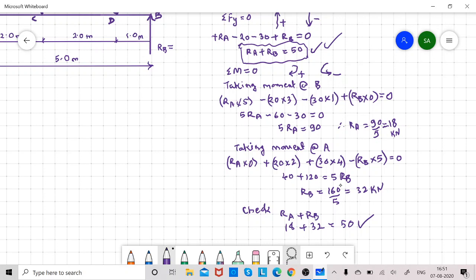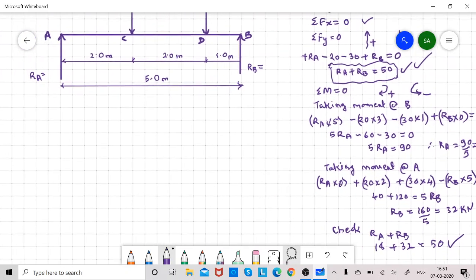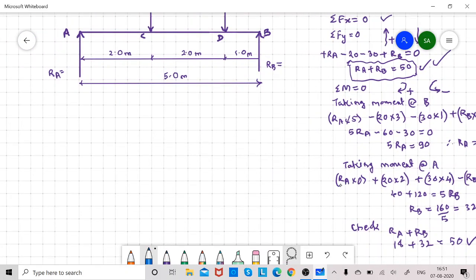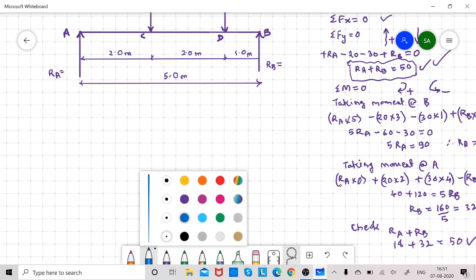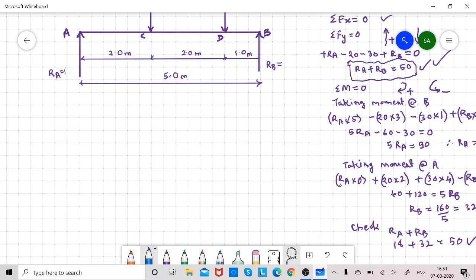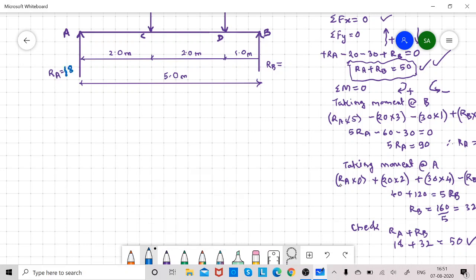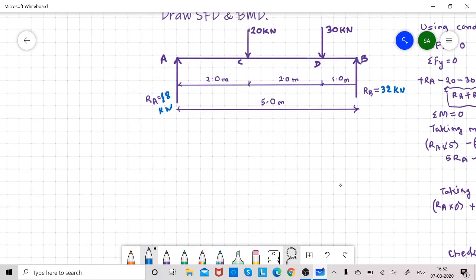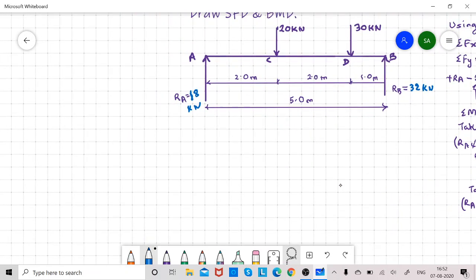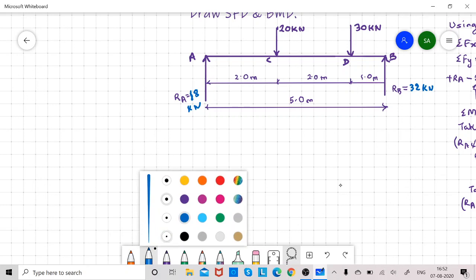We got RA 18 kilonewton and RB 32 kilonewton. Let us write these values here. RA 18 kilonewton and RB 32 kilonewton. Now let us draw the shear force diagram. For that we will have some calculations of shear force.